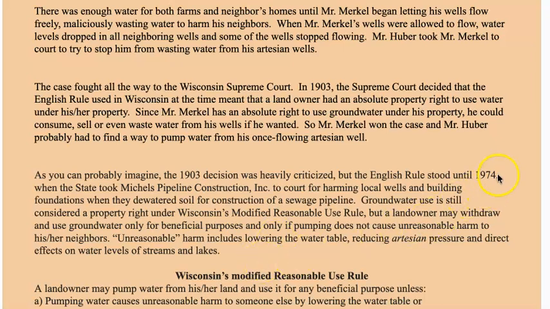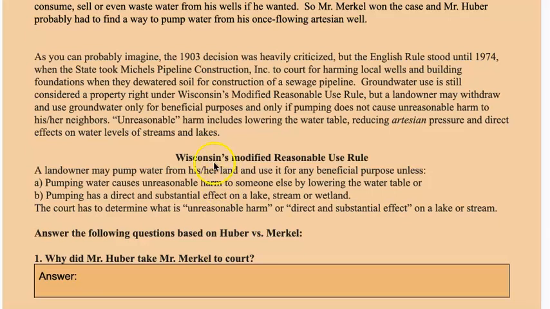So, 1974, the state of Wisconsin stopped using the English rule, and they started using Wisconsin's modified reasonable use rule. A landowner may pump water from his or her land and use it for any beneficial purpose unless A, pumping water causes unreasonable harm to someone else by lowering the water table, or B, pumping has a direct and substantial effect on lakes, streams, and wetlands.